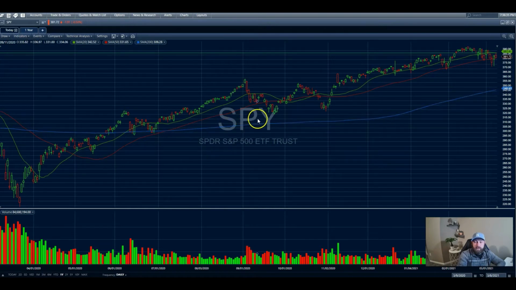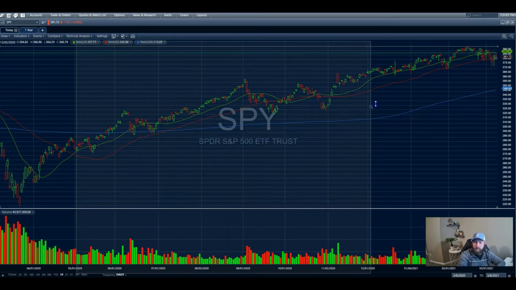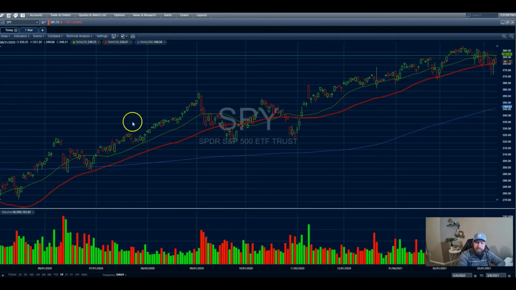So the 200 is typically used for longer term investors. Anytime your candlesticks are above the 200, that's typically a bullish sign. So this 20 right here, this was my most often used moving average whenever I used them. And you can see how this is the daily chart for SPY, and you can see how this 20 really carries some weight with this SPY chart.